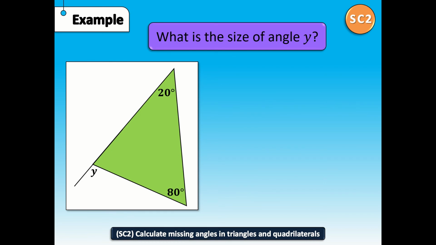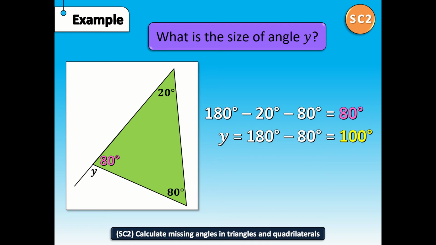For this question, if we want to find the size of angle Y, that's known as an exterior angle because it's on the outside of the triangle, we need to find the missing angle inside the triangle first of all. So we take 20 and 80 away from 180. So that angle there must be 80 degrees. And then it's on a straight line with Y. So 80 and Y must add up to 180 because they're on a straight line. So Y must be 100 degrees.